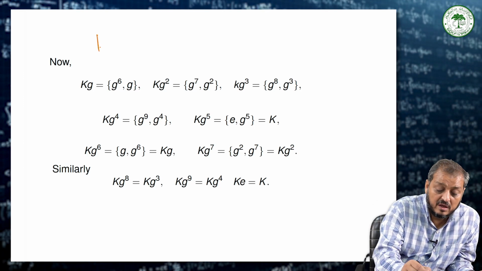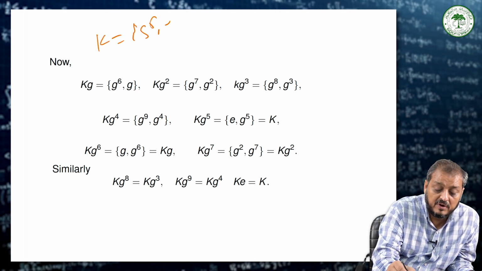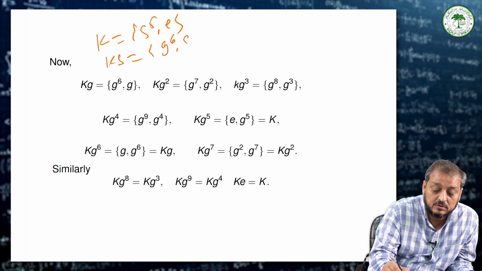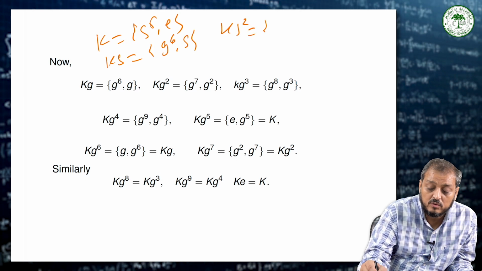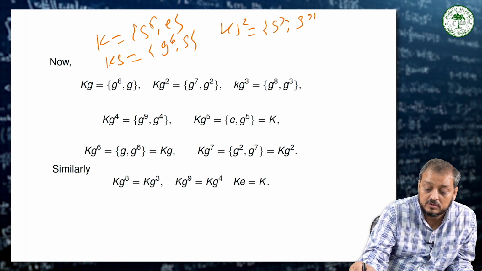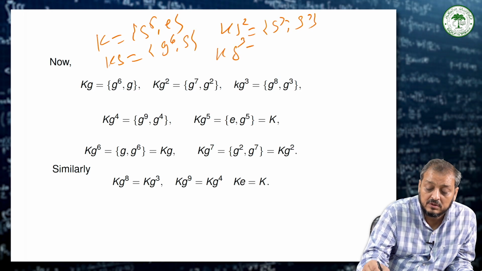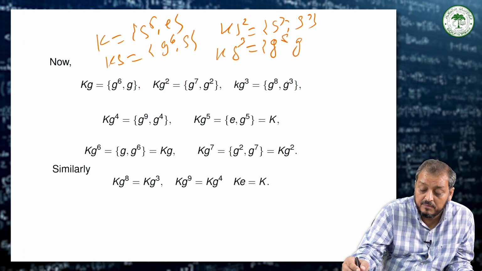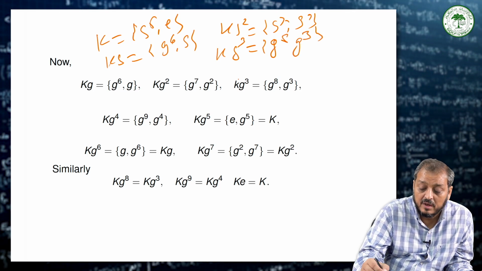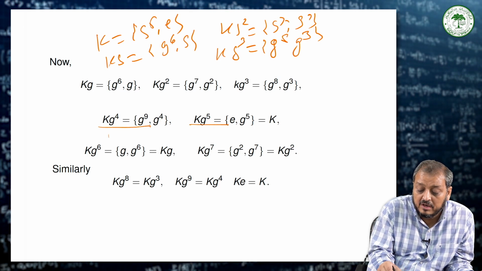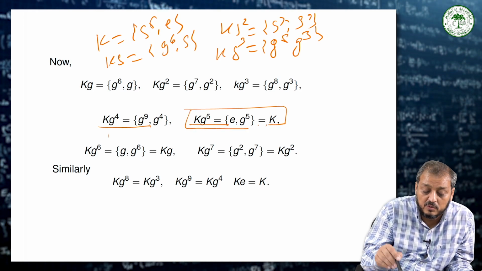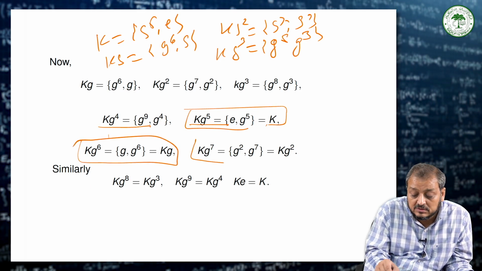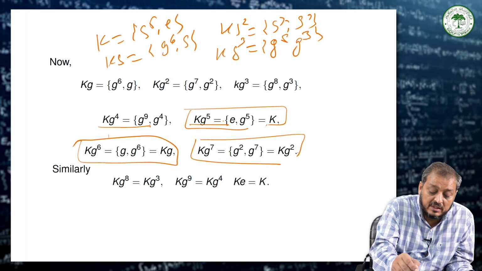Now you have K equal to g to the power 5 into identity, then K g is equal to g to the power 6 into g, K g square is equal to g to the power 7 into g square, then g to the power 8, g to the power 3. In a similar fashion, k to the power 5 is equal to k, then k to the power 6 again gives kg, then k to the power 7 gives kg square.